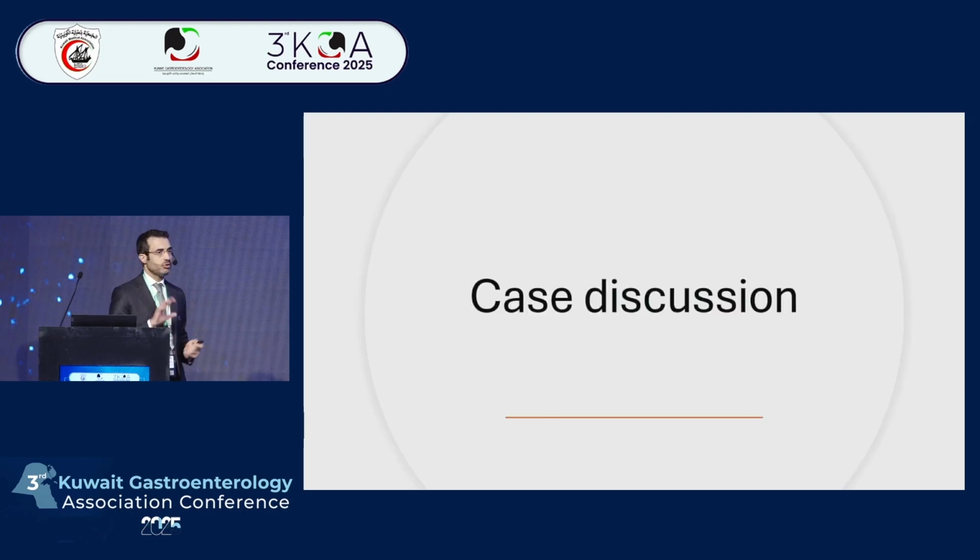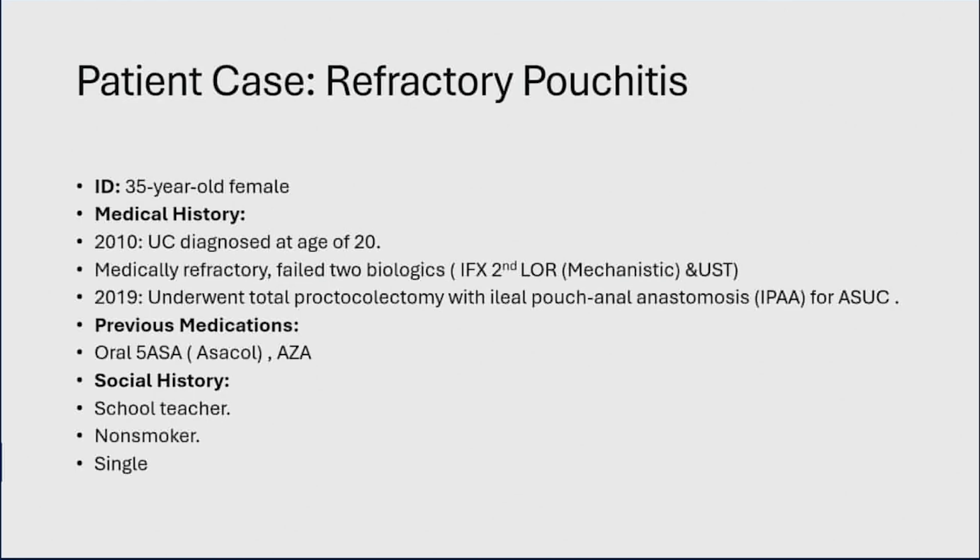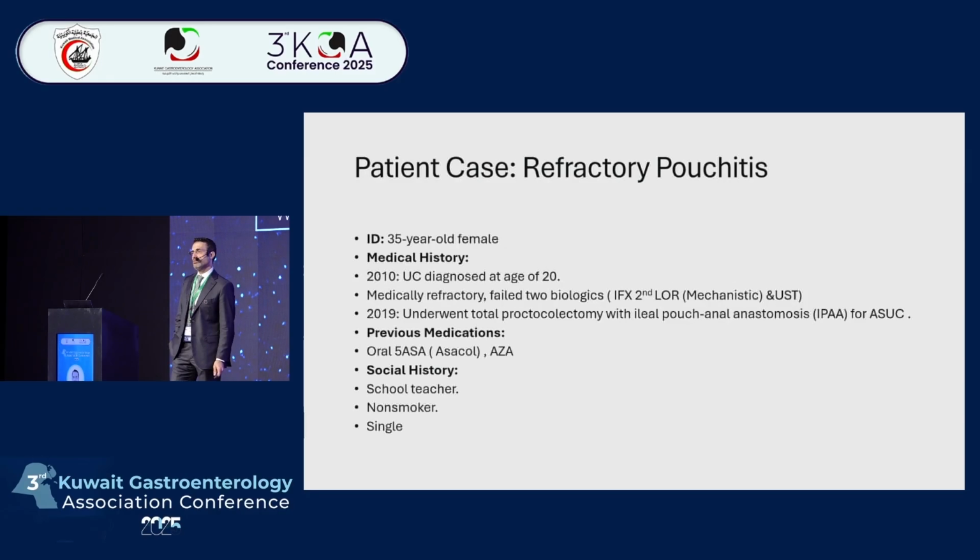So that's an introduction, let's move on to the case. This is a 35-year-old female diagnosed with ulcerative colitis at the age of 20 in 2010. She was medically refractory. She was started on infliximab, did well initially, then had secondary loss of response to infliximab, mechanistic failure, then she was switched to ustekinumab.